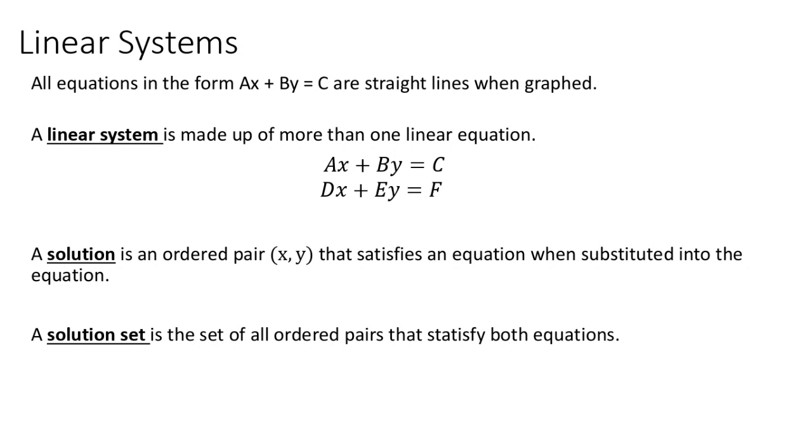A system is composed of more than one line, and these are the variables that are mostly used: the a, b, and c, and d, e, and f when we have more than one. A solution for a linear system is going to be an ordered pair. We will have a solution if the lines intersect, and we'll cover this. A solution set is a set of all ordered pairs that satisfy both equations, and we will see this when we're looking at similar lines.